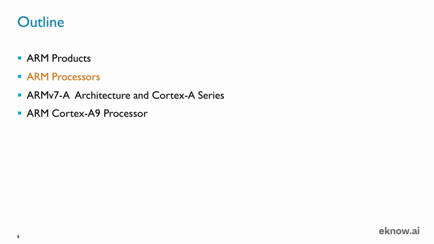Finally, to bring it all together, we'll do a case study on one of the most successful processors from that series, the ARM Cortex-A9. So this outline just gives us a clear plan for the next part of our discussion, moving from a general overview of processors down to a very specific example.